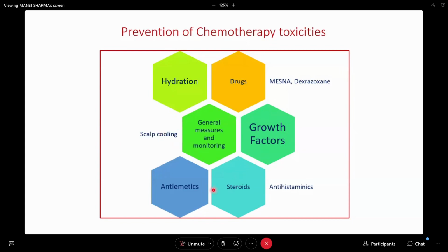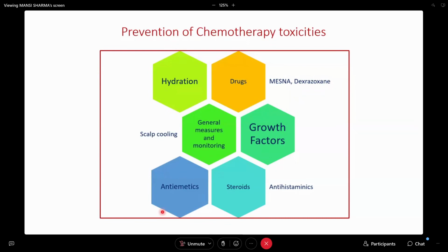We look at general measures and monitoring. As I mentioned before, we give our patients handouts, we educate the patient, we educate the residents, and we educate ourselves. So it's a continuous learning curve for everybody. We give growth factors either as a primary prophylaxis or a secondary prophylaxis. I will not go into details. To prevent drug-induced toxicities, we give specific drugs like dexrazoxane for doxorubicin and mesna to prevent hemorrhagic cystitis in ifosfamide and cyclophosphamide regimens. We give a lot of hydration, as I mentioned before.